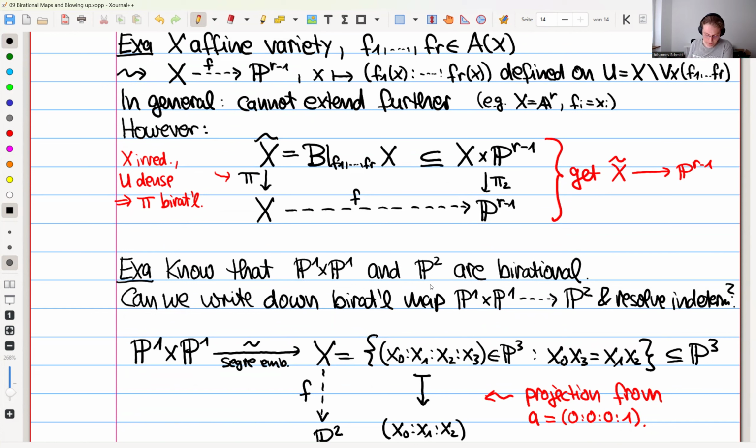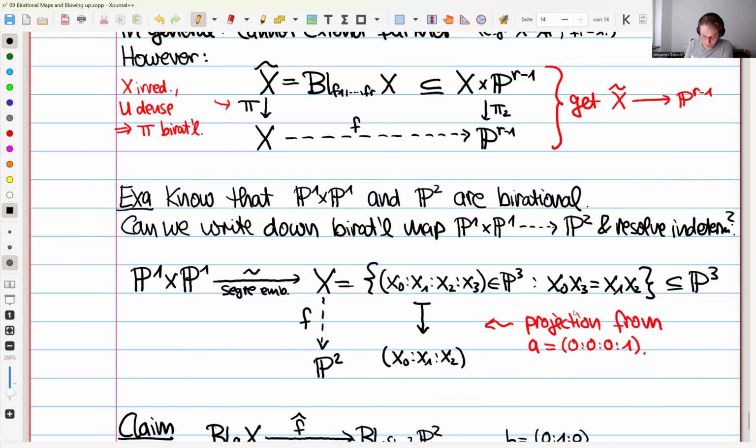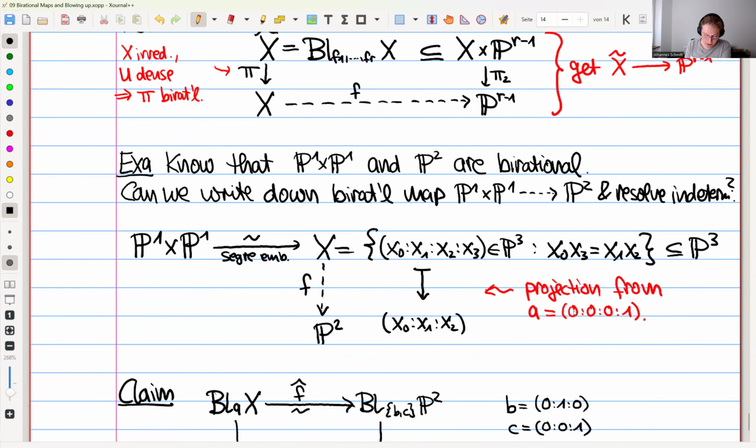And in fact, what we can do here is write down an explicit birational map between them, and then resolve the indeterminacy of this map and of its inverse, actually. And here, I'm just going to describe the construction. We're not going to see so much of the details of the proofs, but you'll see the references.